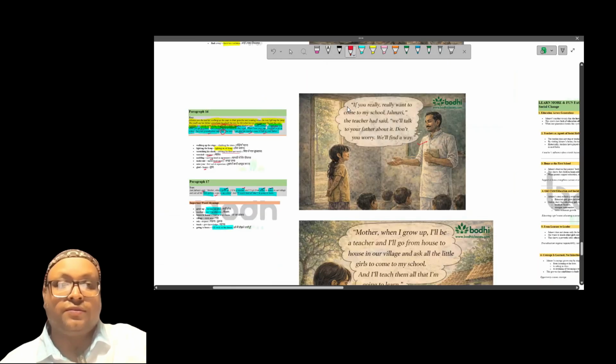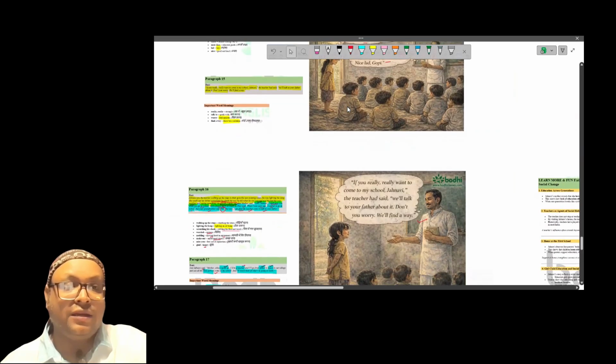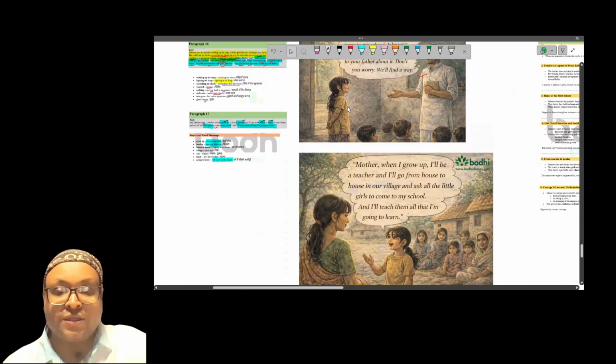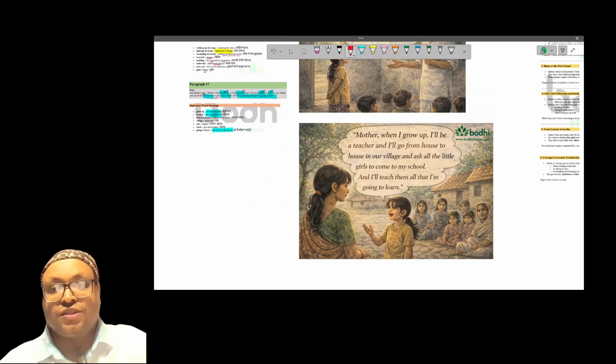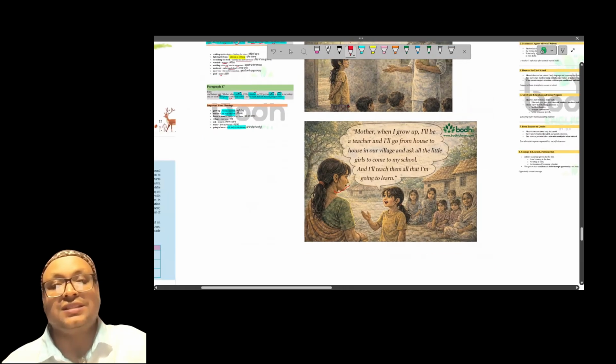Now, the teacher found a way. Teacher said, "If you want, we will find a way and I will talk to your father." And that is what happened. And at last, Jahnavi was sent to school. Jahnavi had a dream. When she would become a teacher, she would teach other children.